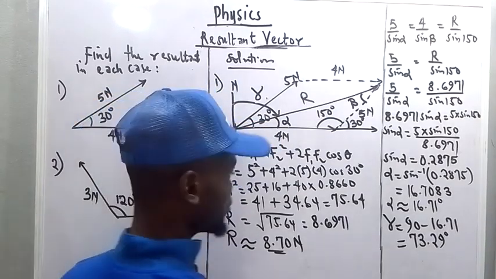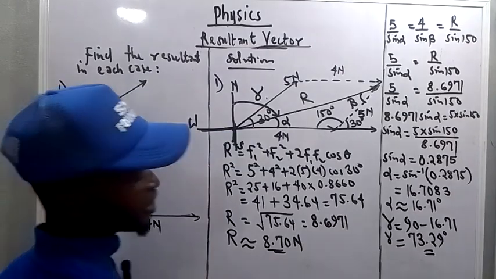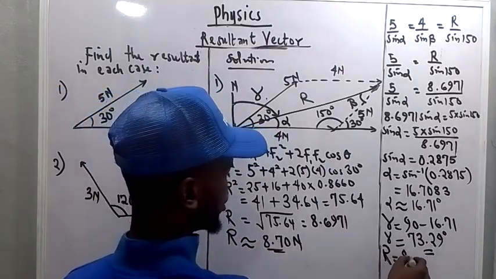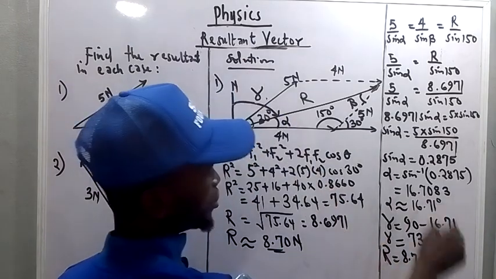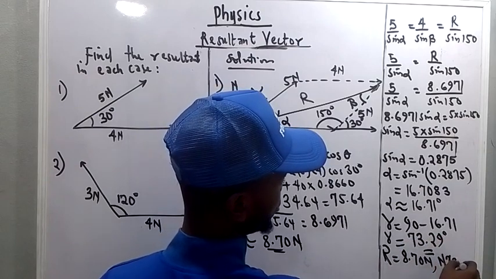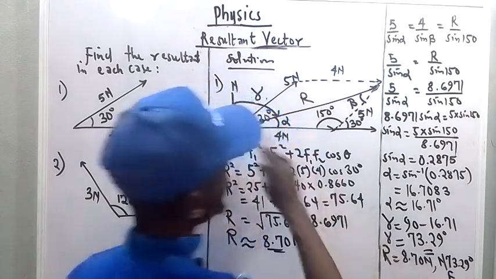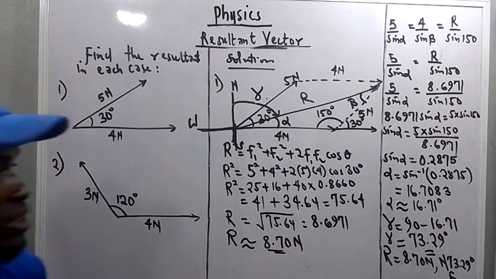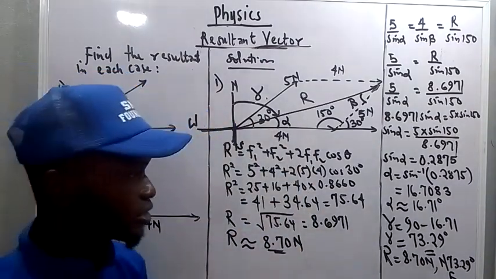So that's gamma. I can now completely state my resultant. That means resultant R equals 8.70 Newton in the direction north gamma, which is 73.29 degrees east. So that is the complete specification of my resultant.